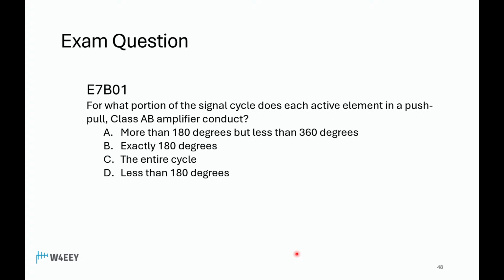Questions. What portion of the signal cycle does each active element in a push-pull Class AB amplifier conduct? We didn't really talk about push-pull, but AB, we did say that one of these answers will apply. Class AB. A. It is more than 180, but less than 360.